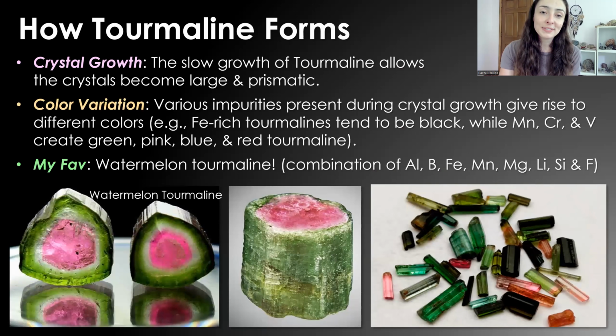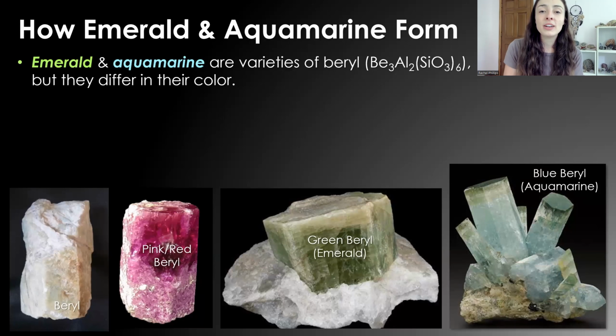My favorite variety of tourmaline is watermelon tourmaline, which is due to a combination of aluminum, boron, iron, magnesium, manganese, lithium, silicon, and fluorine. Next, we have emerald and aquamarine. Emerald and aquamarine are both varieties of beryl, which is a beryllium aluminum silicon oxide mineral, but they differ in color. Emerald is typically a green or emerald color, and aquamarine is also kind of what it sounds like. It's a lightish blue color.